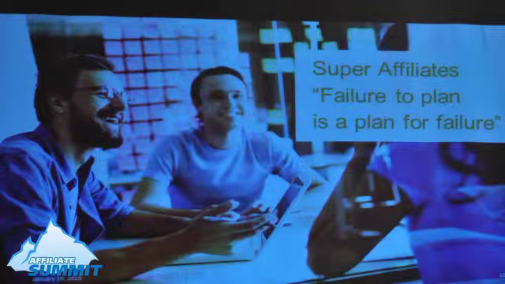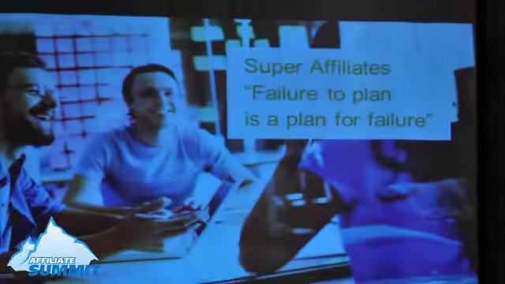And now I'm going to move to the more advanced section in this presentation. We talk with super affiliates, and we call it super affiliates. Failure to plan is a plan for failure. Basically, we believe that people need to plan in order to be successful. And this is what SimilarWeb helps affiliates and online marketers with. We help them plan their online marketing strategies better.